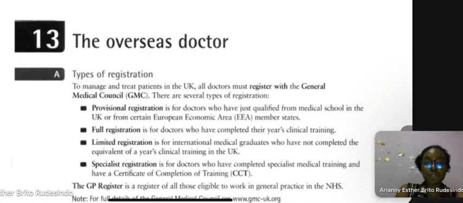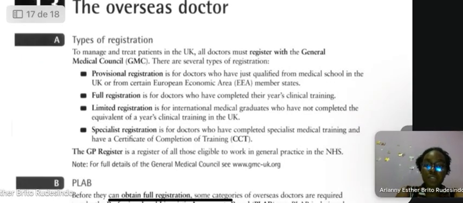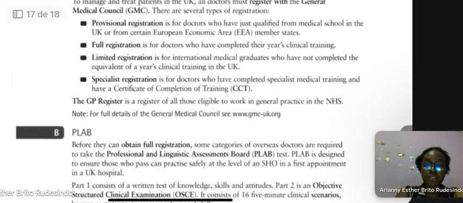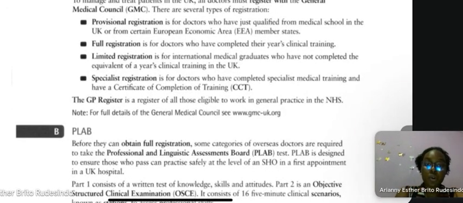Provisional registration is for doctors who have just qualified from medical school in the UK or from certain European Economic Area member states. Full registration is for doctors who have completed their year's clinical training. Limited registration is for international medical graduates who have not completed the equivalent of a year's clinical training in the UK. Specialist registration is for doctors who have completed specialist medical training and have a certificate of completion of training. The GP register is a register of all those eligible to work in general practice in the NHS.